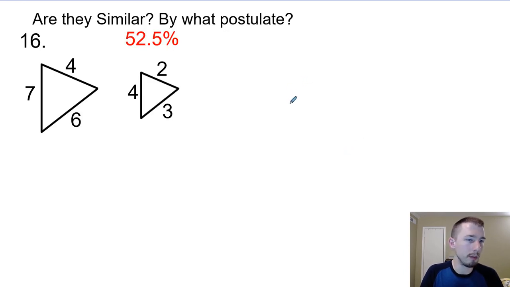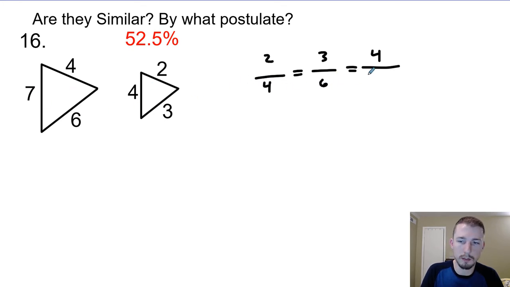All right, are they similar by what postulate? On this one we have three sides here and three sides here, and we want to set up our extended proportion. I'm going to set up the smaller sides on the smaller triangle. The small side is 2, medium is 3, largest is 4. Smallest over here is going to be 4, 6, and 7. Then I'm going to cross multiply and check them. When I do this one here, I get 12 is equal to 12. So far, at least the smaller sides are growing at the same rate.